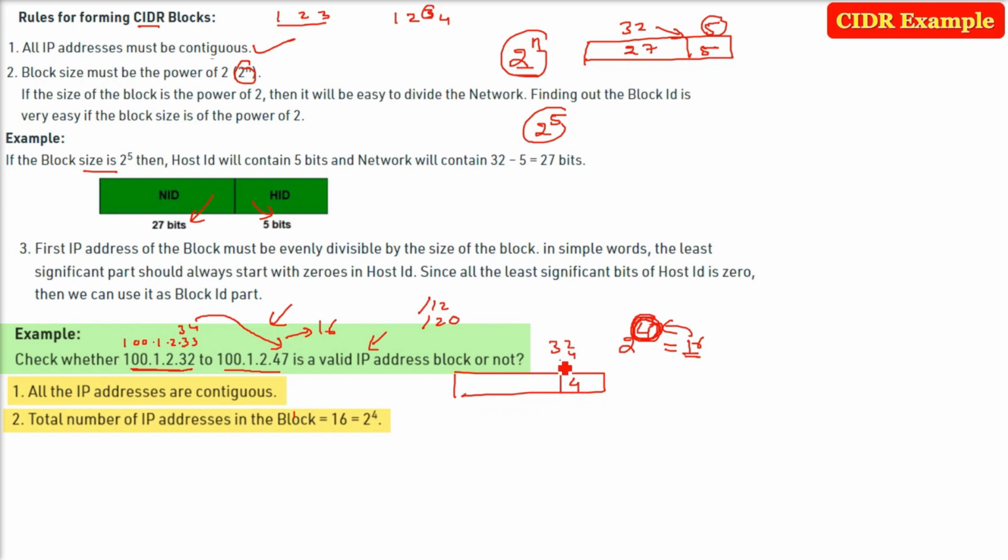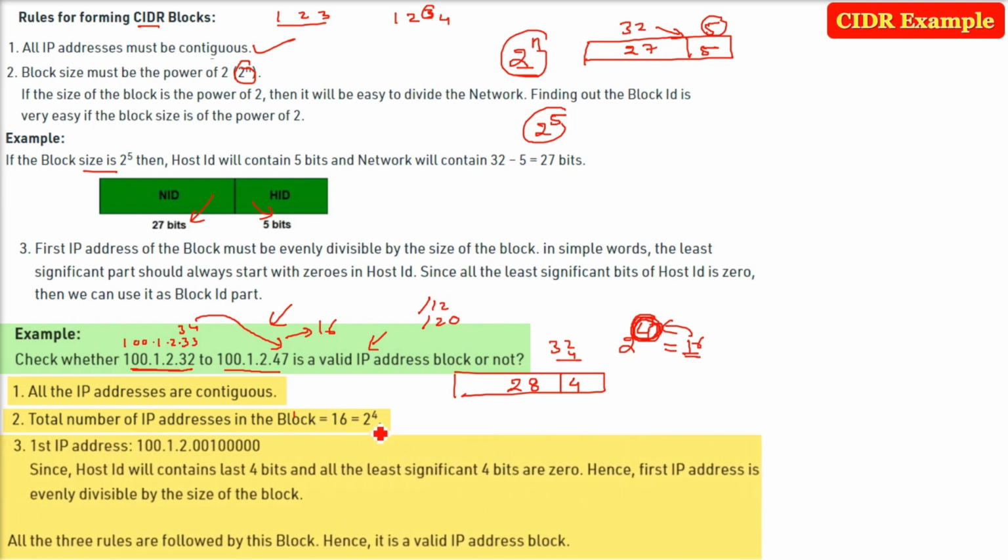So how many are remaining? 32 minus 4. That is going to be 28. Now what you have to see here is, you just have to see the last 4 bits. If they are 0, then you will say it is divisible. I'll tell you again. The third rule is saying the divisibility should be complete. So if we have 100.1.2.32, forget about 100.1.2. This 32, just write it in the bit form. That is the binary form. So 0, 0, 1, 0, 0, 0, 0, 0. So 1, 2, 4, 8, 16, 32.